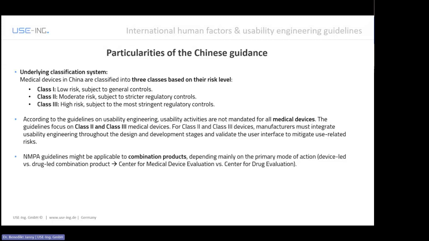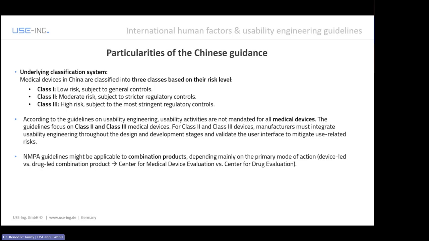And according to the guidelines on usability engineering, the usability activities are not mandated for all medical devices of all classes. This is interesting to be noted. The guidelines focus on class 2 and class 3 medical devices. These are mentioned in the guideline. For class 2 and class 3 devices, manufacturers must integrate usability engineering throughout the design and development stages and validate the user interface to, of course, mitigate use-related risks, as all guidelines ask us to do.